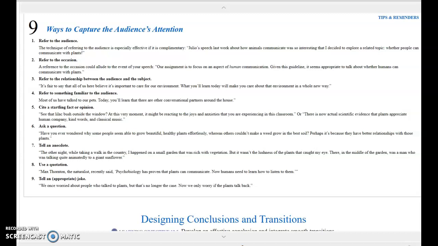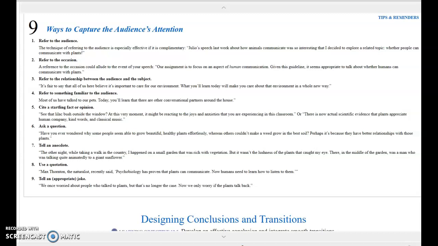Okay, you might refer to the occasion. This happens during TED Talks all the time, where the speaker refers to the experience of the TED audience who've spent a lot of money for a ticket to attend an educational event that includes technology.